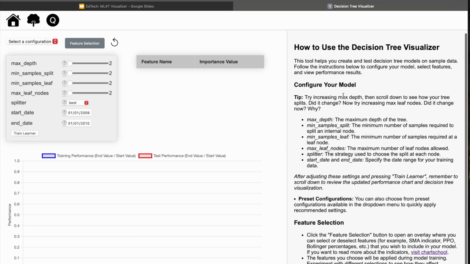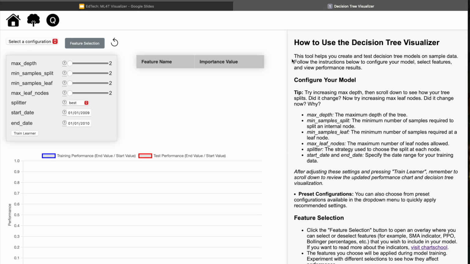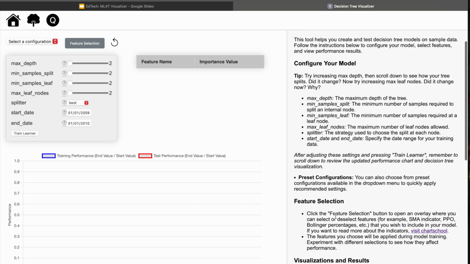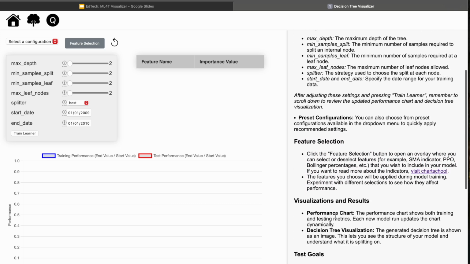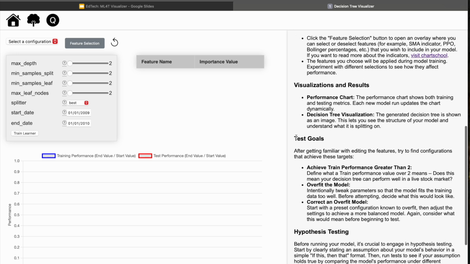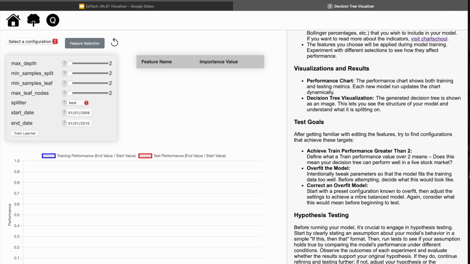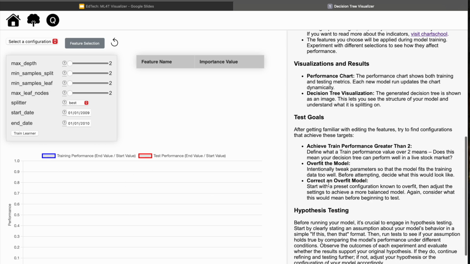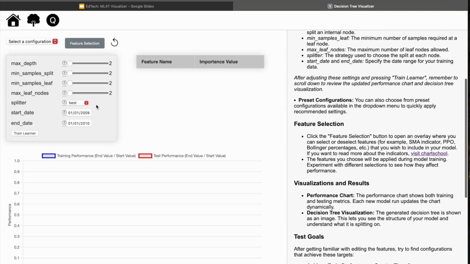So going over the right-hand side, we have some instructions for using the tool here, as well as here. And then we give them some goals, some targets to achieve, right? And they're there to guide the user's learning process. That way, it isn't just kind of aimless, seeing what happens kind of deal. And on the left-hand side, we have the actual simulator.